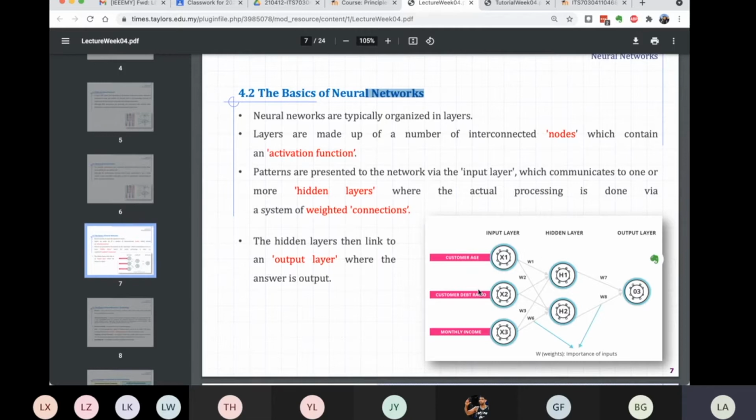The patterns are presented to the network via the input layer, which communicates to one or more hidden layers, where the actual processing is done through the weighted connections. The hidden layer is then linked to an output layer, where the answer is the output, with the different weightage that we provided from the input layer connected to the hidden layer. After we've done the processing in the hidden layer, we pass the output to the output layer, where we define what the output is.